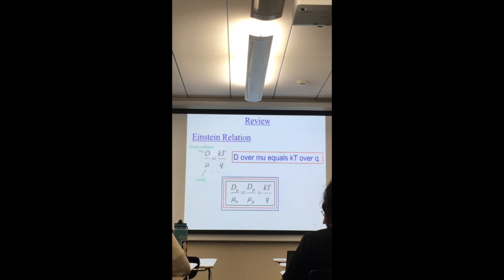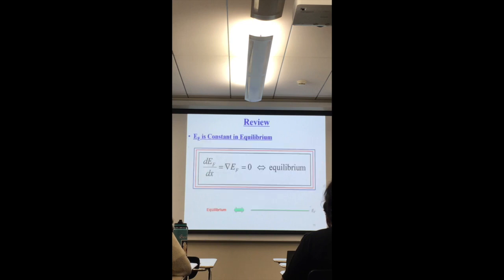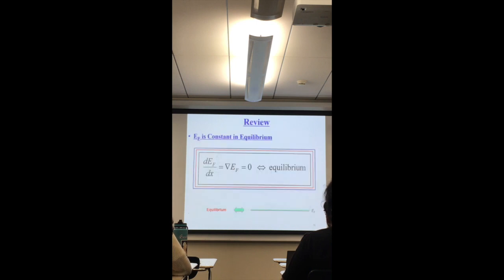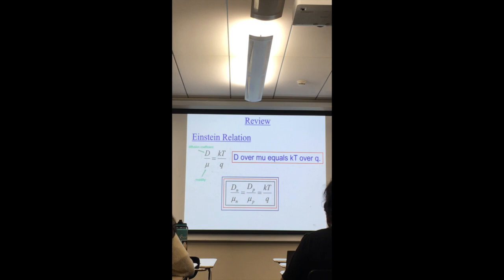Also we discussed the Einstein relationship, which relates the diffusion coefficient and the mobility, these two quantities in the drift and diffusion current terms. They are related to each other. So if we know the value of one, then we can determine the value of the other parameter.